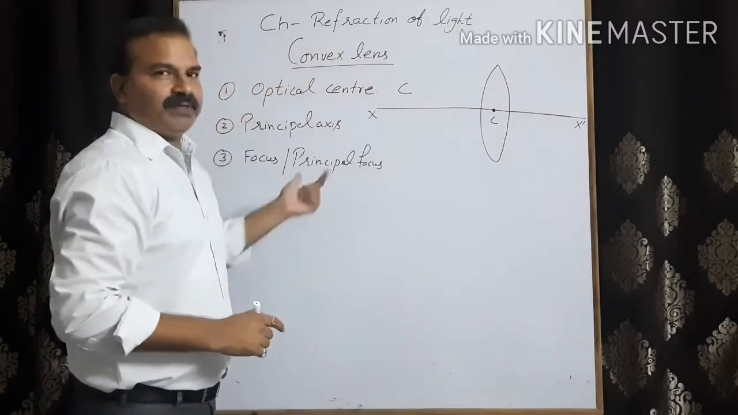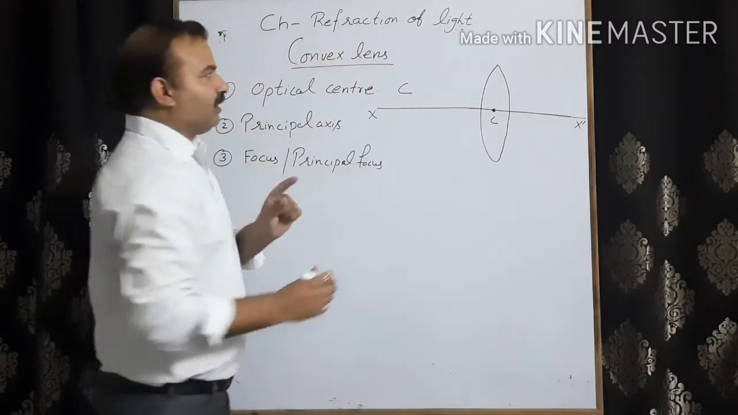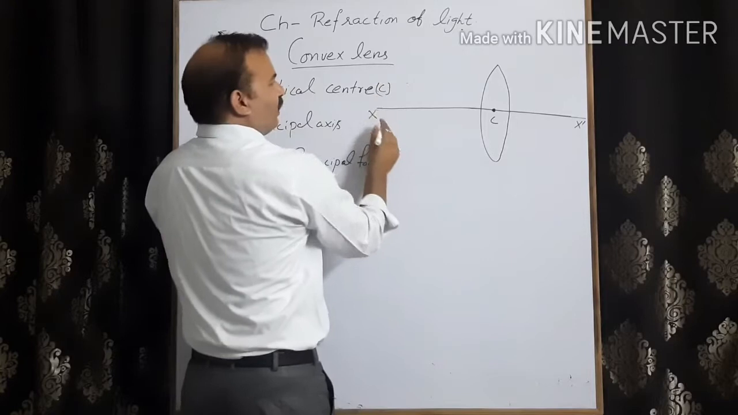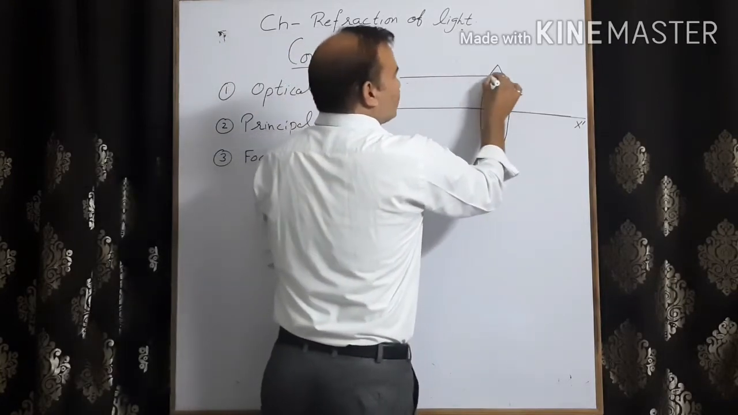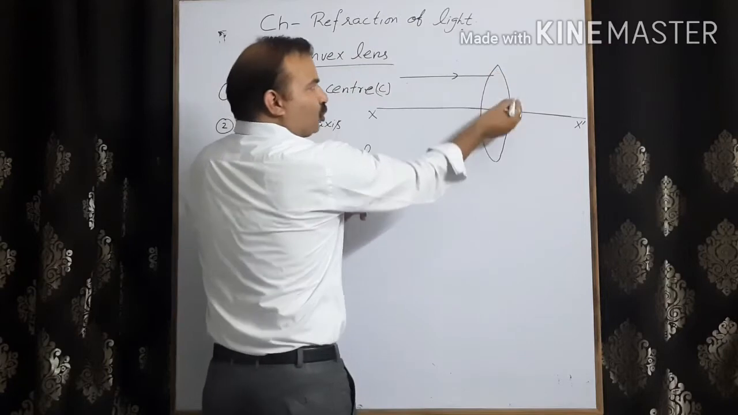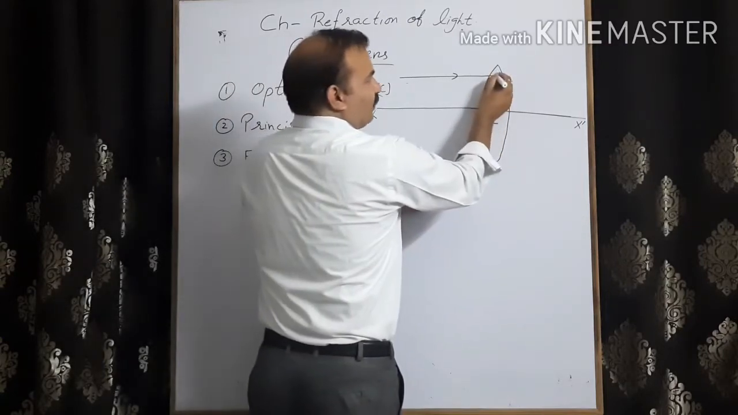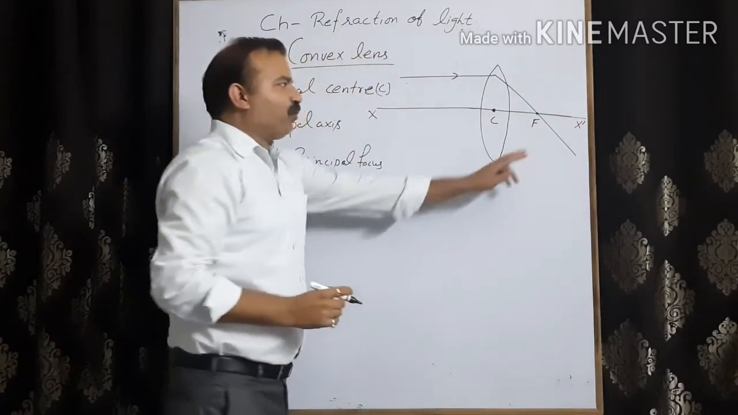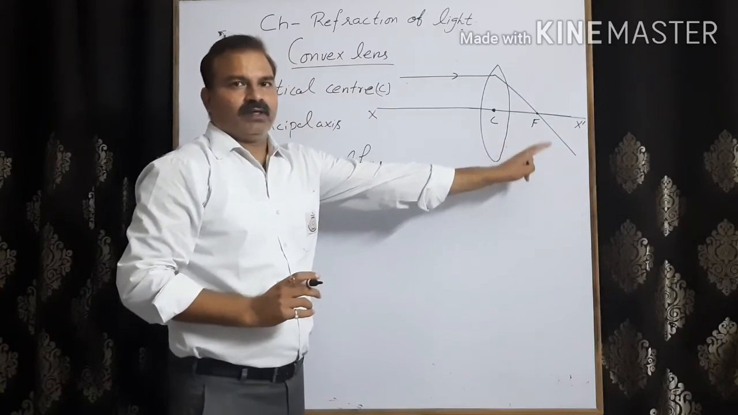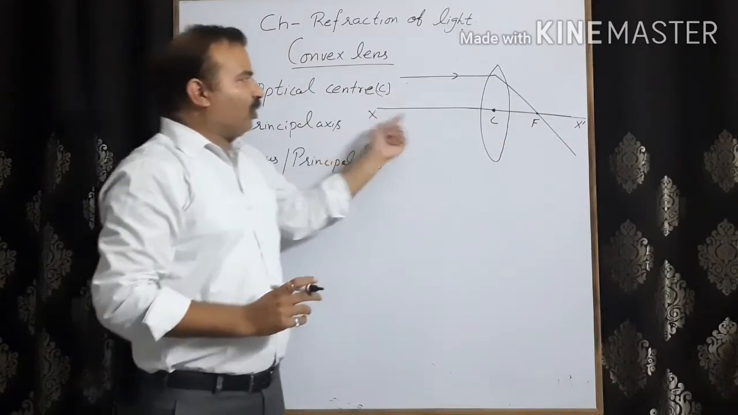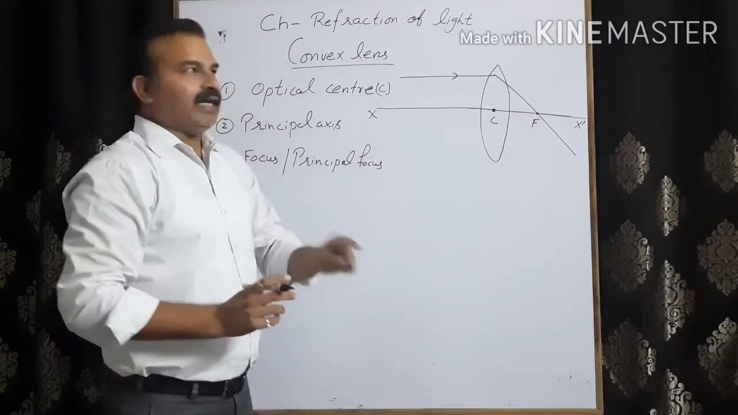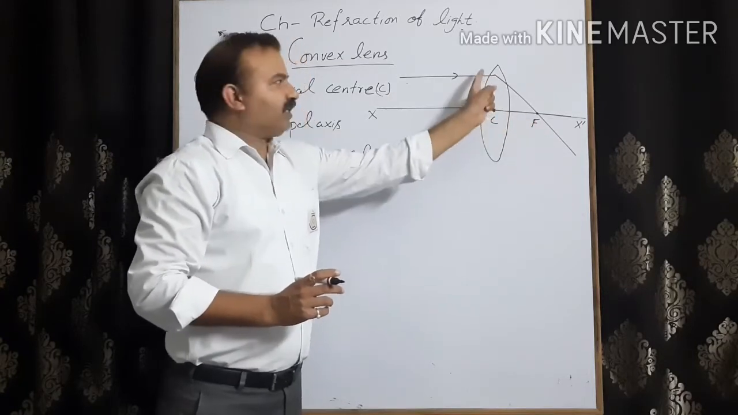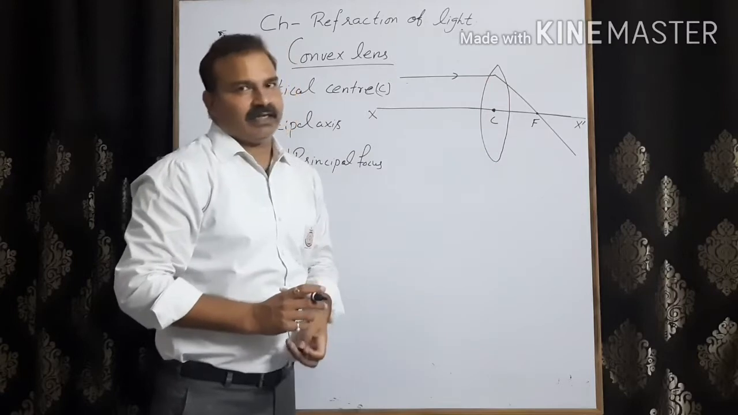Now, what is the principal focus or focus? When a ray of light parallel to the principal axis passes through the lens, after refraction, it passes through a point on the principal axis. This point is known as the focus. Again, I am repeating. A focus is a point on the principal axis through which a ray parallel to the principal axis passes after refraction through this lens.